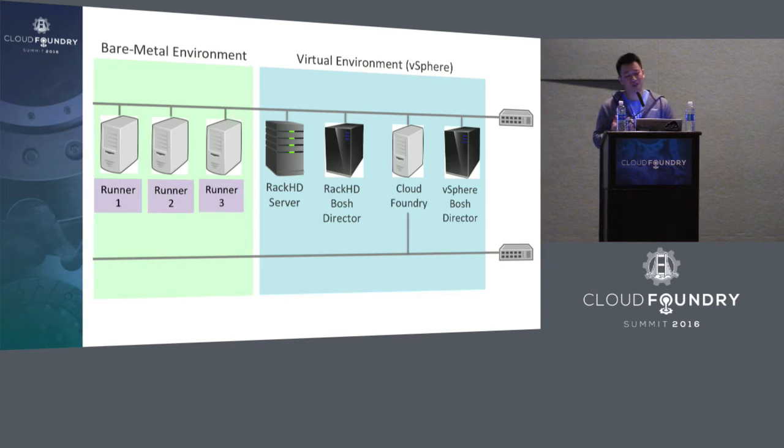And since they are on the same network, they would be able to communicate with the Cloud Foundry, and then Cloud Foundry would use the computing power from those runners to execute the Cloud Foundry applications that you want to run, right?